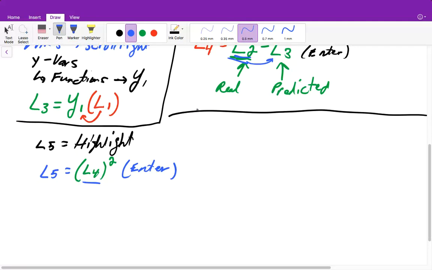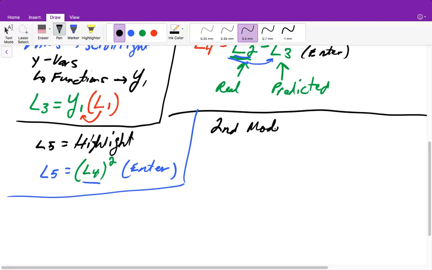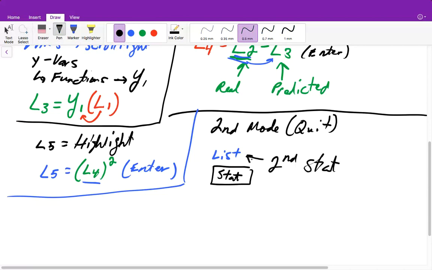All right, now when we do our standard deviation, we add all these up. So that's what we need to do now. So now you will do second mode, or you are going to quit and go back to your home screen. And then from here, you want to go to your list. Your list is written in blue above your stat button. So we will have to press second stat in order for us to get to our list. And it will give us 3 options: names, OPS, and math.